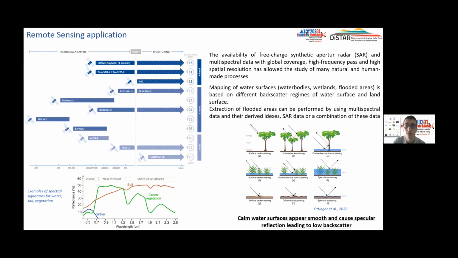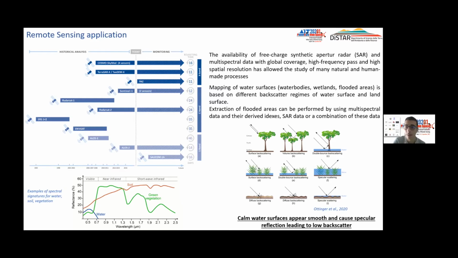For these reasons, precise flood mapping and modeling are essential for flood hazard assessment, damage estimation, and sustainable urban planning. In recent years, the increased availability of free-of-charge satellite data has allowed the study of many natural and man-made processes. Mapping of water surfaces, for instance, is based on the different backscatter regimes of water and land surfaces.